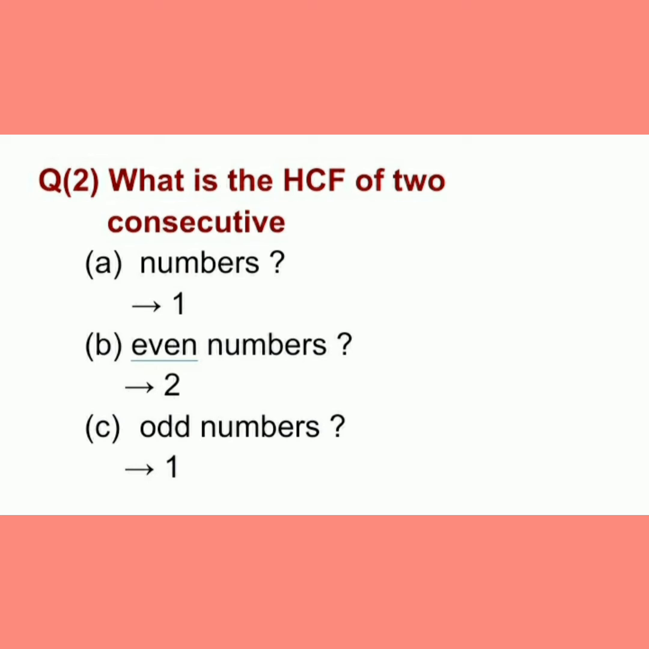Then even numbers. Consecutive even numbers, which come one after the other, like 4 and 6, 18 and 20, will have only 2 as the HCF. And consecutive odd numbers means odd numbers that come one after the other, like 5 and 7, 11 and 13. They will have one as the HCF.